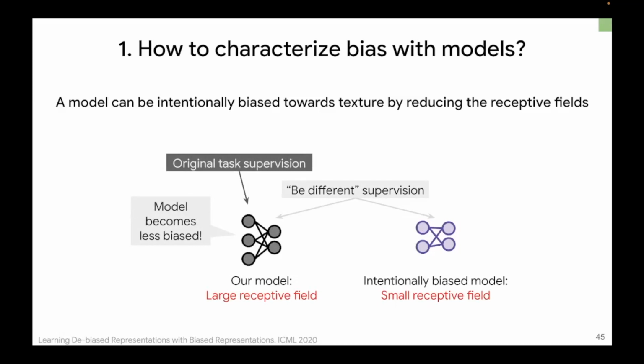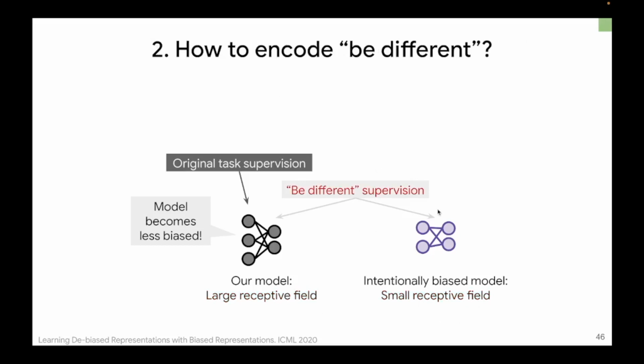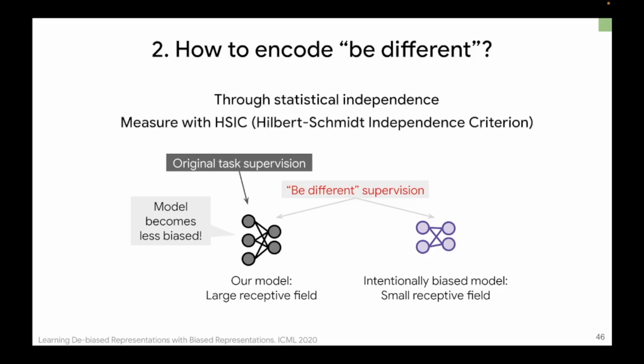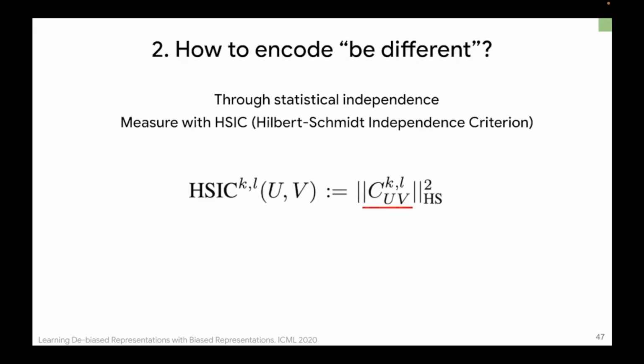So our model eventually has a large receptive field, but we have introduced an intentionally biased model using smaller receptive fields. Now the question is how to encode the B-difference supervision. We do that through statistical independence on the representation space, and this is measured with HSIC, or Hilbert-Schmidt independence criterion. I'm going to explain a bit on what the Hilbert-Schmidt independence criterion is.